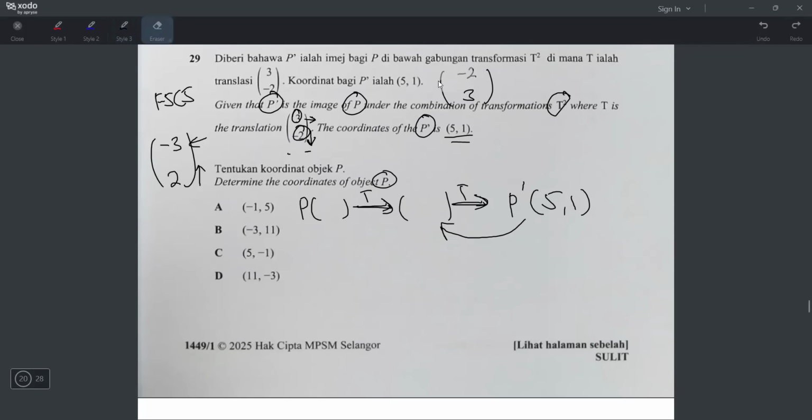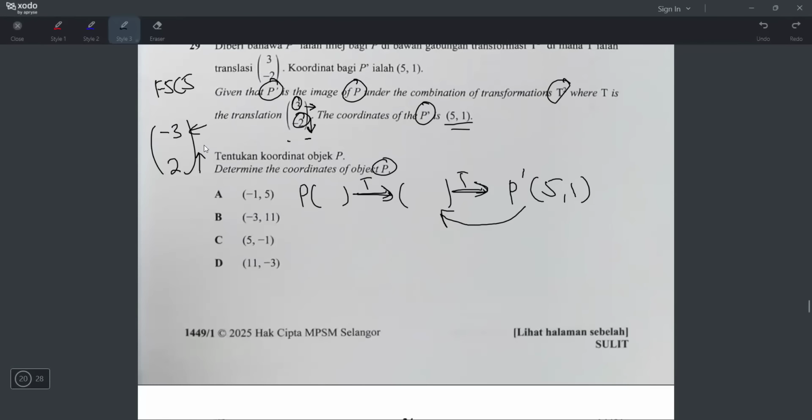No, wrong. This one is when you do enlargement in reverse. When you do enlargement in reverse, you take the scale factor, let's say it's 1/2, you flip it, so it becomes 2. You take the scale factor and flip your numerator and denominator. But when you do translation in reverse, the correct method is just change the sign for both numbers.